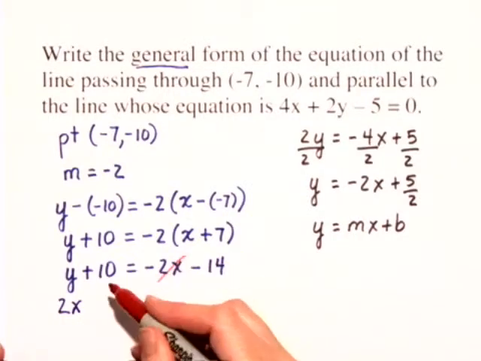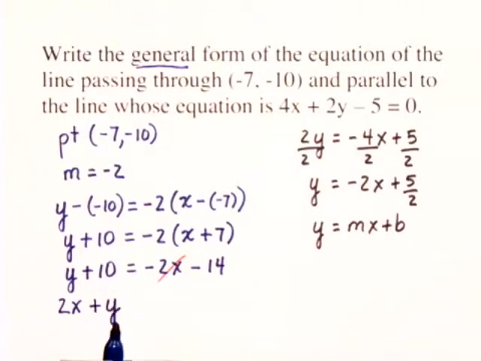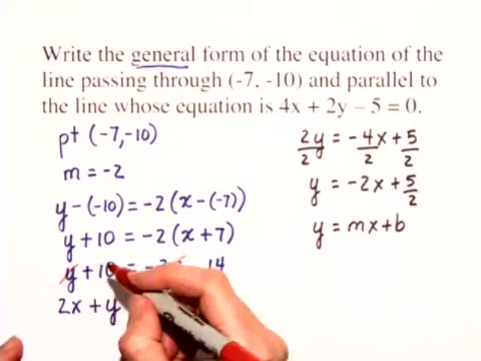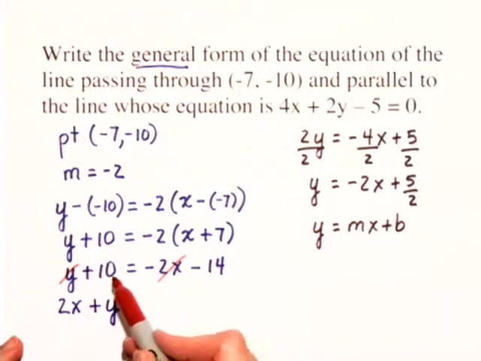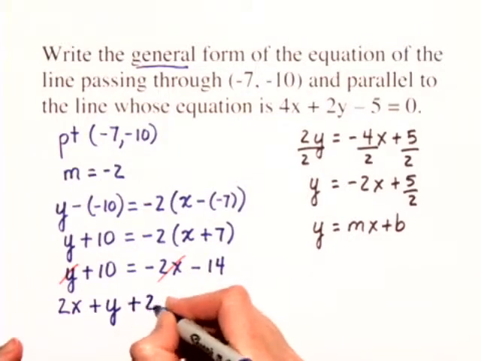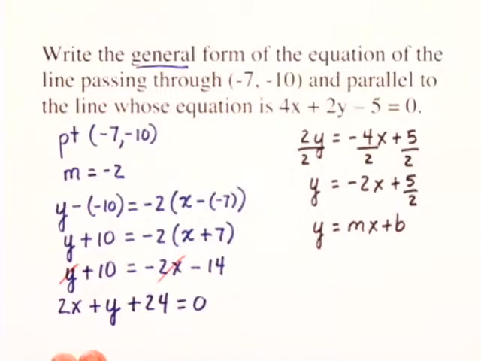And then the left-hand side already has the y term, plus y. And then on the left-hand side I have 10. When I move the -14 over, it becomes positive 14, so 10 plus 14 is plus 24, equal to 0. So we have 2x + y + 24 = 0, and that's the general form of the equation passing through that original point, (-7, -10), parallel to the other given line.